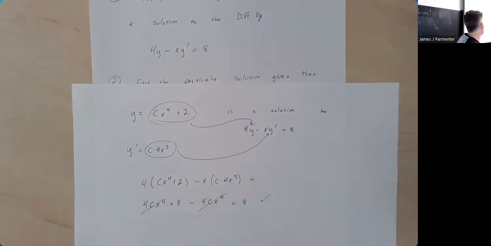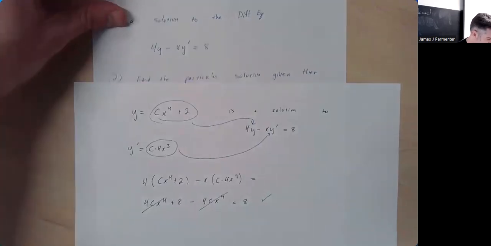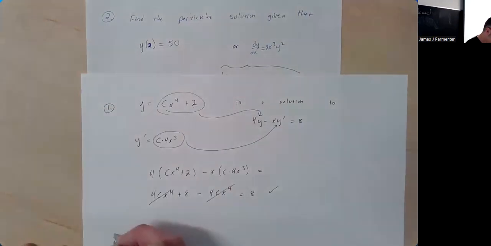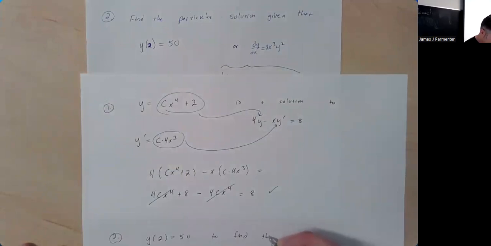So usually showing something's a solution to a differential equation is pretty straightforward. You're just finding whatever derivatives you need and substituting them into the equation, unless it looks like it's implicit, but that's usually not the case. Then the second part of this is to use the fact that y of 2 is equal to 50 to find the particular solution.